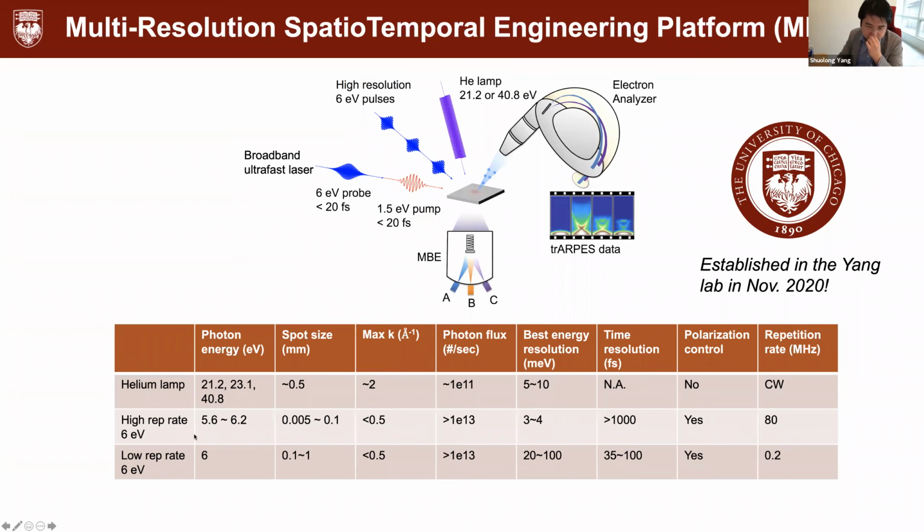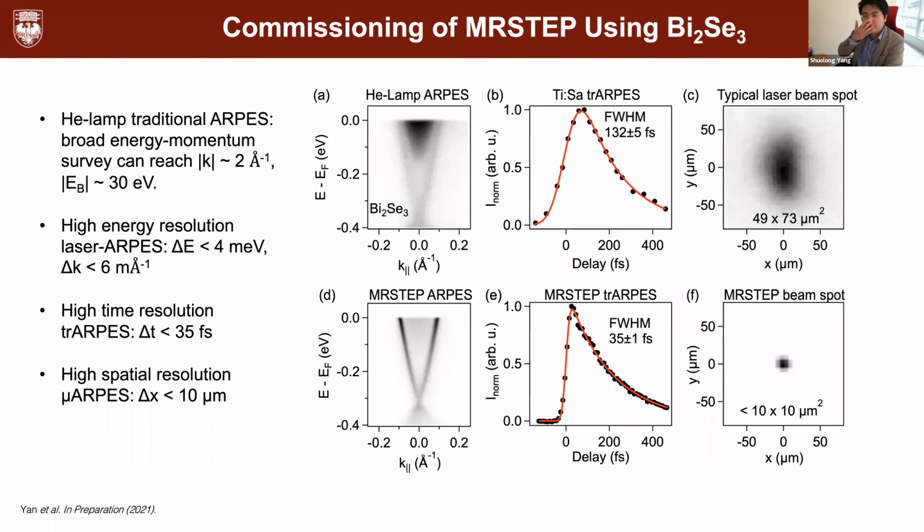This is really in contrast to the low repetition rate time resolved beamline, where you do not have as good energy resolution, and you probably do not want to focus because of the space charging effect. I don't have time to elaborate on that, but you don't want to focus too much. But this allows you to get a time resolution down to 35 femtoseconds. So let me show you our commissioning experiments on this machine.